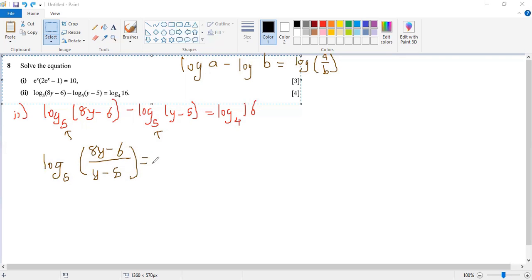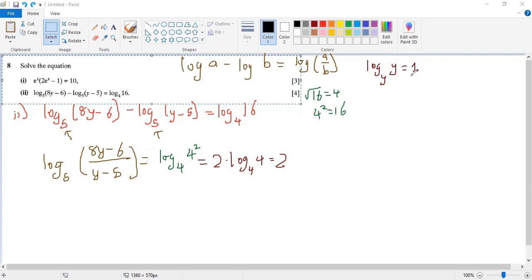On this side, I'm just going to do two things in one go. Log 4 of 16. If you find it hard, you can think of prime bases. But here we can easily see that 4 squared is 16, so to make the base the same. Anyway, doesn't matter at all. So this side becomes 2, because with 2 log 4 where the number and base are the same, the 2 can come in front as the power, and 2 times 1, because log of any base to itself is always going to be 1.